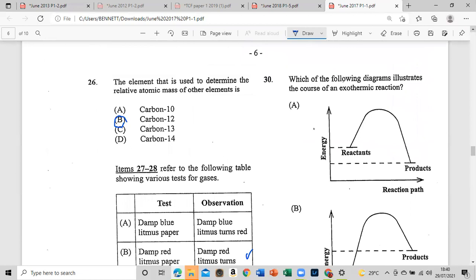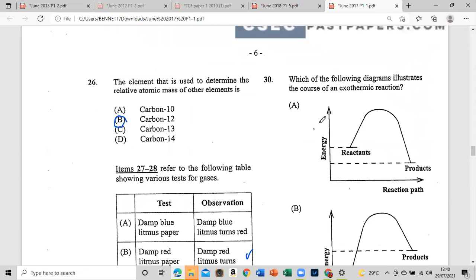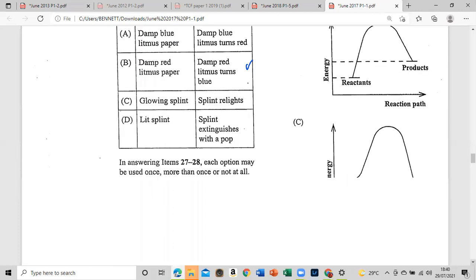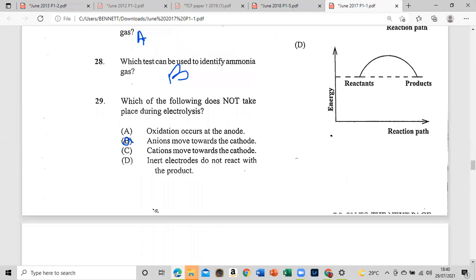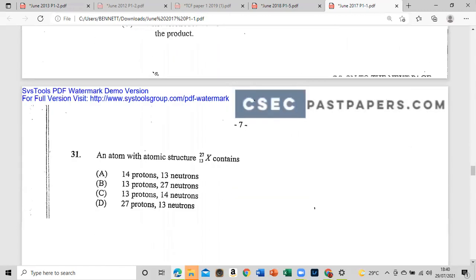30, which of the following diagrams illustrates the course of an exothermic reaction? We did this one earlier, and it is the reactants, right? See that one so clearly. So 31, on to 31, we're halfway there.